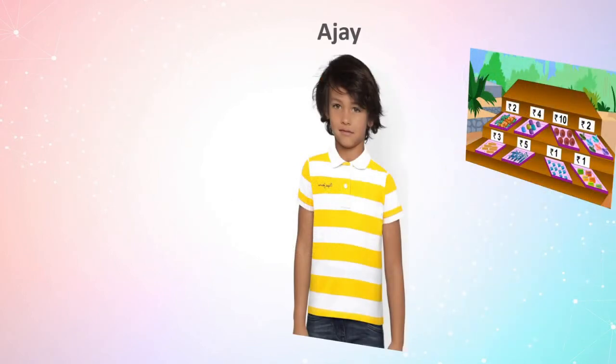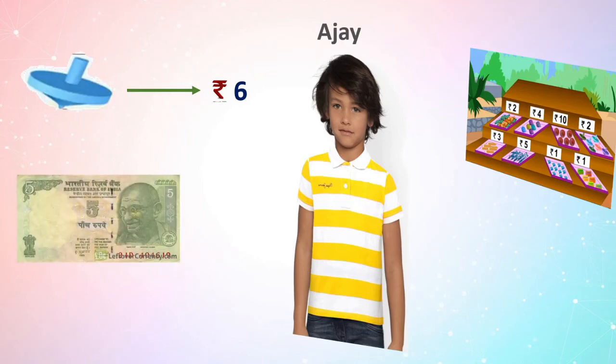Next is Ajay's turn. He purchased a bangle. Is the cost? Yes, rupees 6. What he gave, we'll see. He gave 5 rupee note. Okay. And 1 rupee coin. Very nice Ajay. You are right.